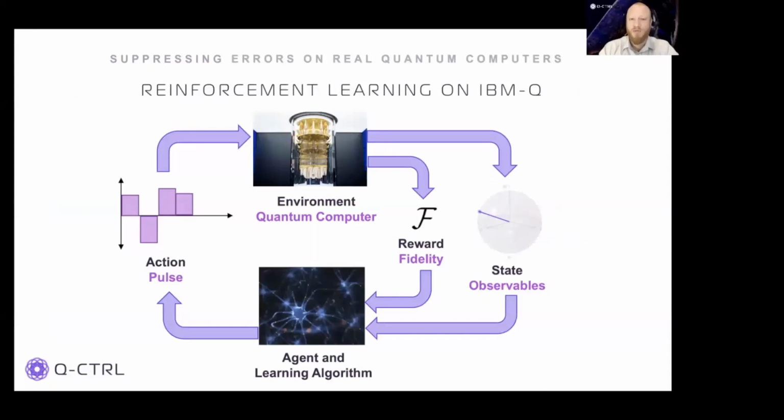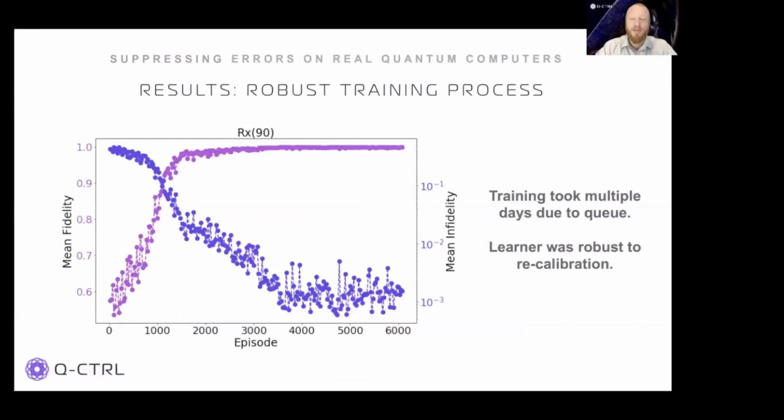We have been training our reinforcement learner on IBM's real devices and have some initial promising results, which I'm happy to share with you today. First, let's have a look at the convergence of the training process. Here we have a plot of the mean fidelity and infidelity of the full gate pulse as a function of the number of episodes we trained with the learner. We run the learner in batches of 25 at a time, and the fidelity is averaged over this batch. The fidelity is plotted in pink on a linear scale, while the infidelity is plotted in purple on a logarithmic scale.